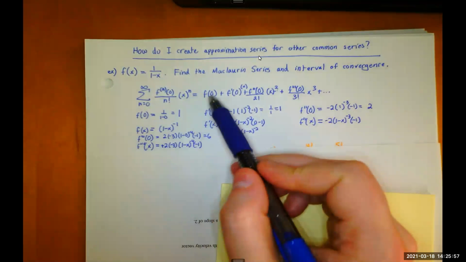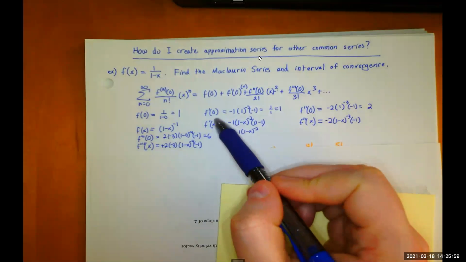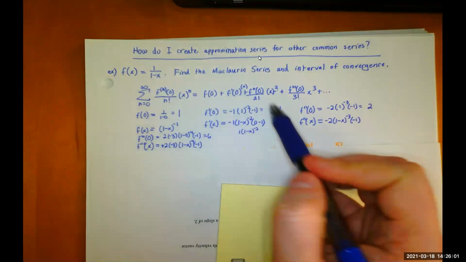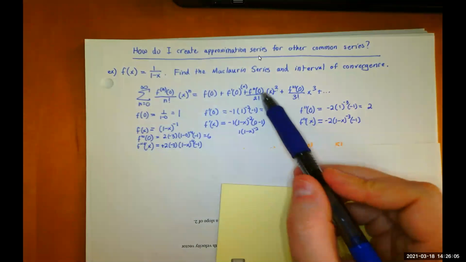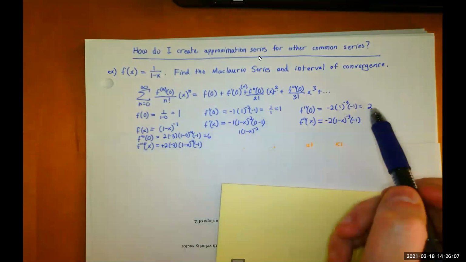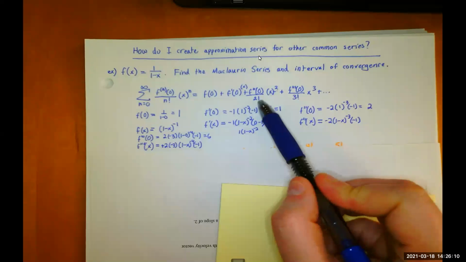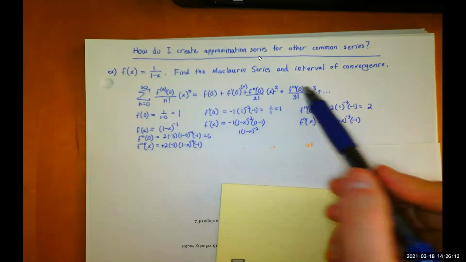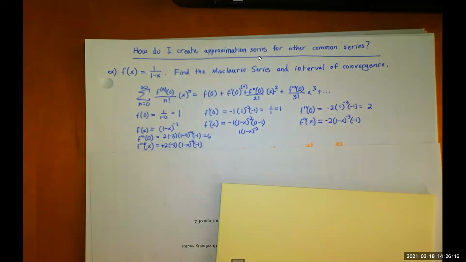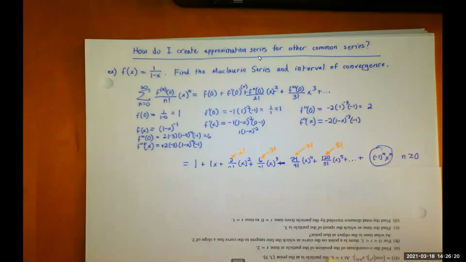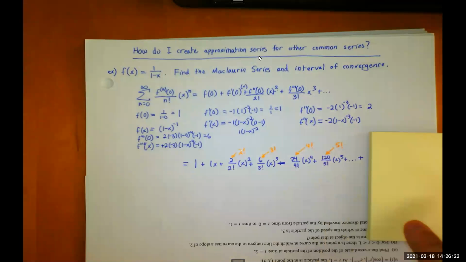So I've got f of 0 is 1. F prime of 0 is 1, so it's 1 plus 1x. F double prime of 0, that's 2. 2 divided by 2 factorial. F triple prime of 0, 6. 6 divided by 3 factorial. Or, when I put them together, I have this.